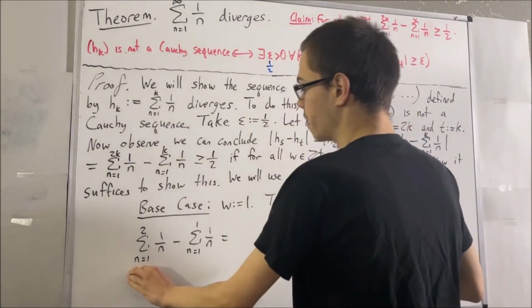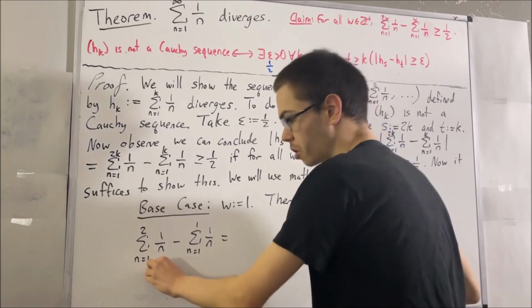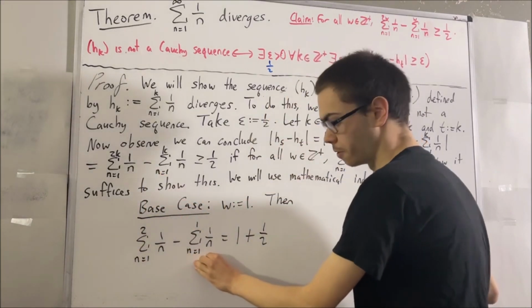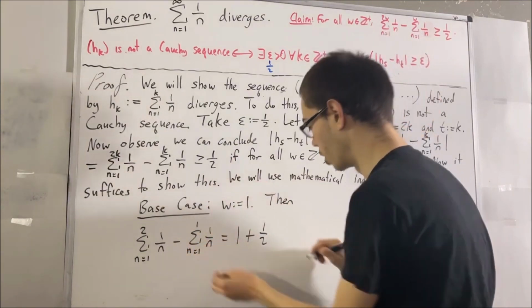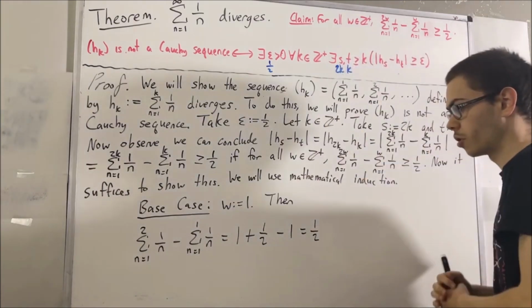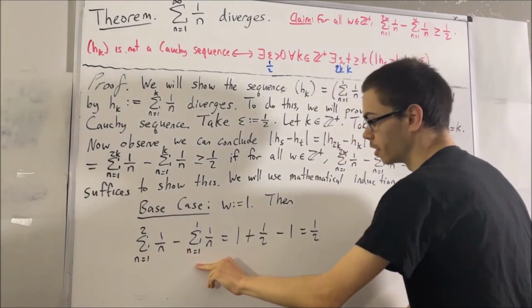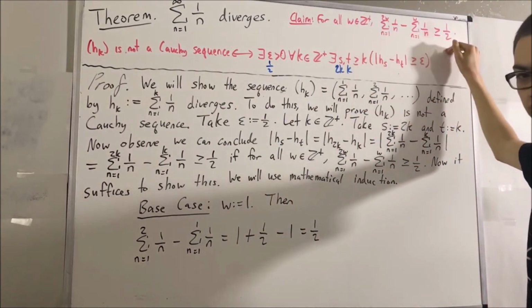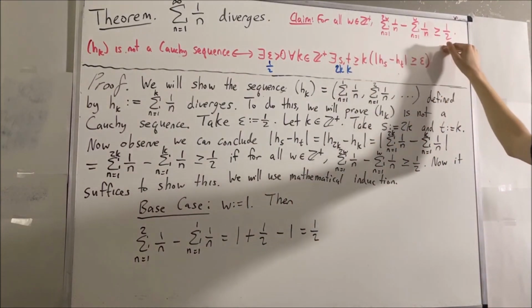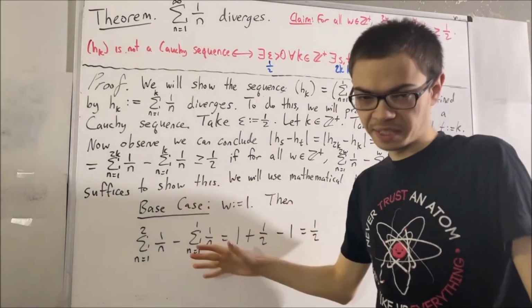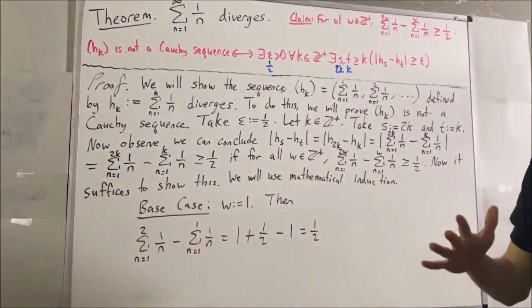Now, of course, this first sum is really just 1 plus 1/2. And this second sum is really just 1. So we're subtracting 1. And this is equal to 1/2. So yeah, this is greater than or equal to 1/2, as we wanted it to be. Right? So we have proven that this is true in the case where w is equal to 1. So this concludes the base case. Now let's move on to the induction step.